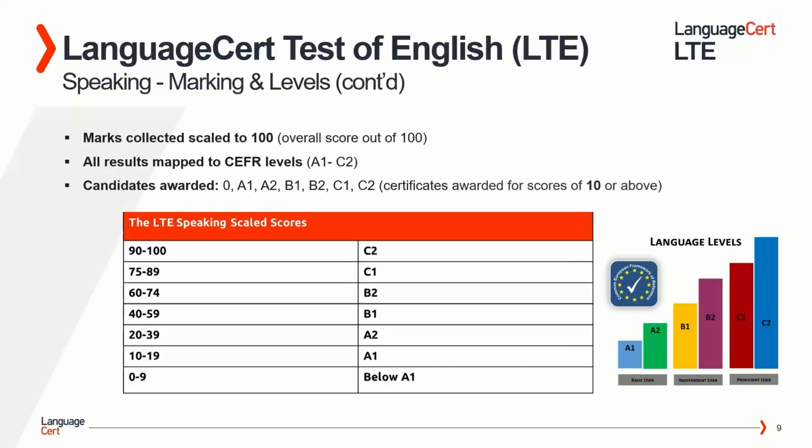In this table, you can see that the test taker can collect up to 30 marks, which are then scaled to 100. All results are mapped to CEFR levels, A1 through C2. You will note that the test takers can be awarded a 0 too. This rarely happens, but can happen when, for example, the test taker has not attempted any response. Also be informed that test takers need a score of 10 and above in order to be awarded a certificate.